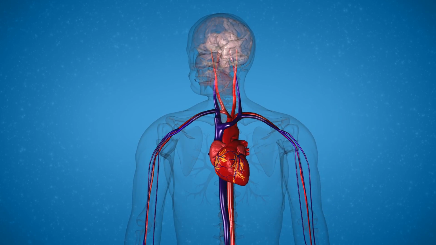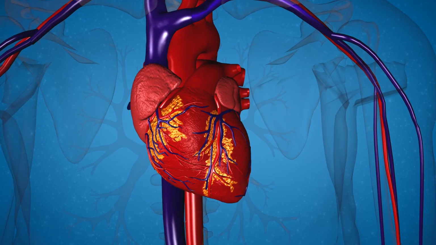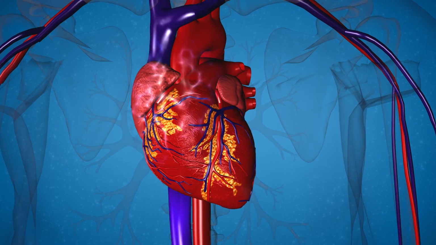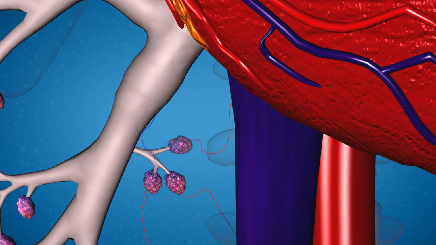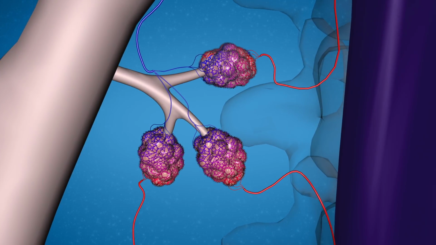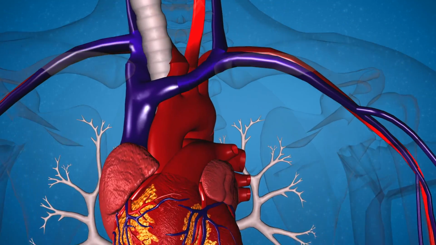The circulatory system includes the heart and a body-wide network of blood vessels. Electrical impulses stimulate contractions of the heart to create pressure that pushes blood throughout the body. Blood vessels in the lungs absorb oxygen from inhaled air. The oxygen-rich blood goes to the heart, then out to the rest of the body.